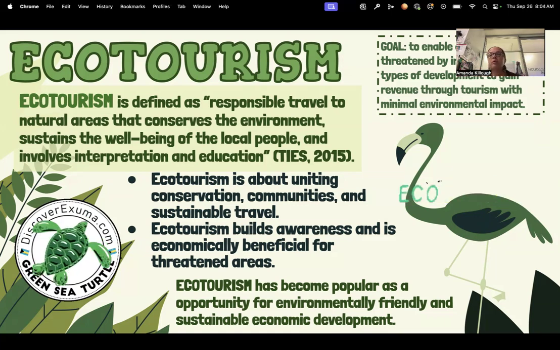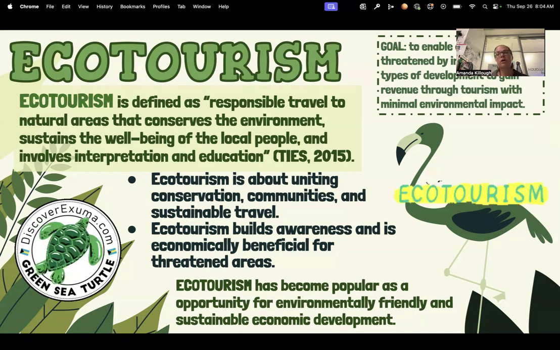Ecotourism tends to cost a little bit more because to be responsible, to have environmentally friendly ships, cruise ships that go places and don't use plastic and all that kind of stuff, it takes a little bit more money to run. Okay. So responsible travel to natural areas that conserves the environment, sustains the well-being of the local people so that they don't get overrun by modern pop culture, touristy traps kind of things. And involves the interpretation and education. So if you go on an eco tour, you're going to get an education about how things are happening, right?